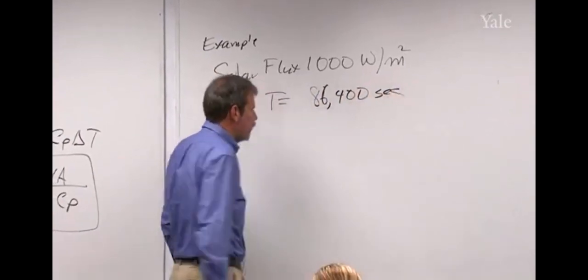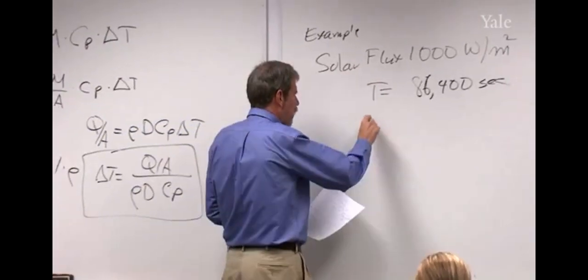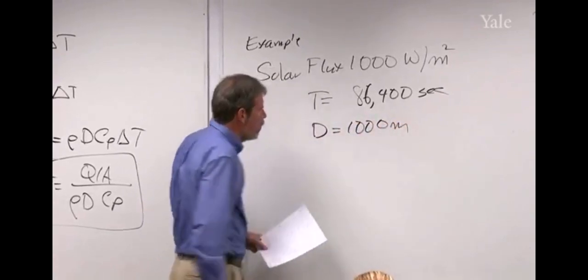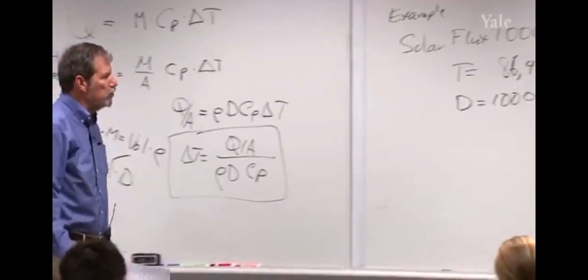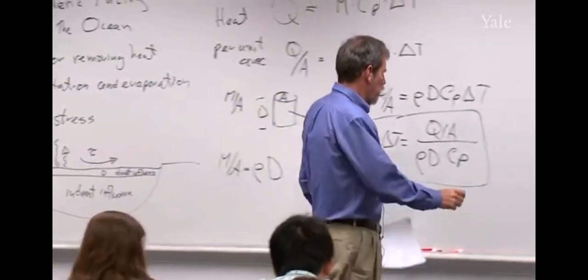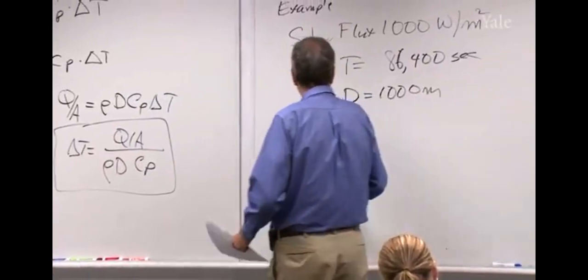So let's say that persists for 1 day. And that heat is distributed over a depth of 1,000 meters. How much will the temperature of the surface ocean change in that case? Let's just put the numbers into the formula then. I'm just extending this formula over.